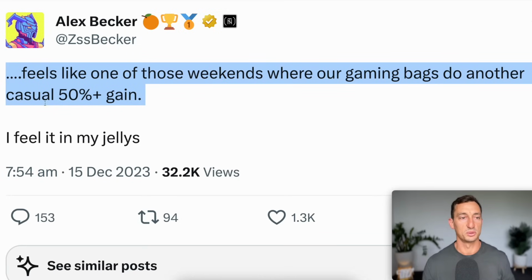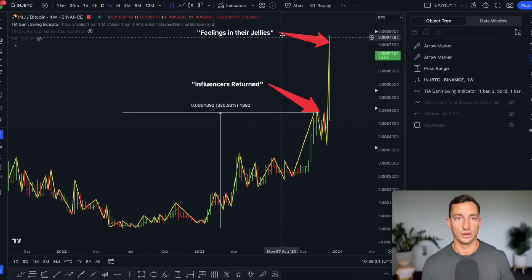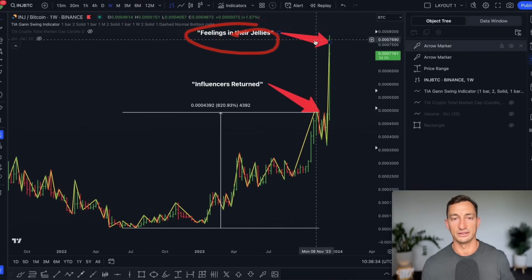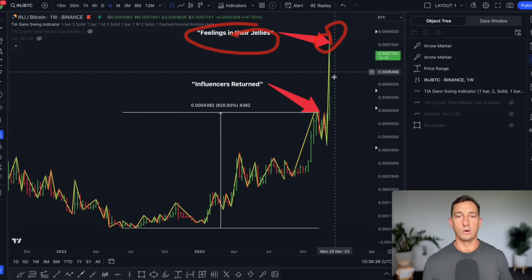Now, this was the thing I saw this morning, which got me thinking, feels like another one of those weekends where our gaming bags do another casual 50%. I mean, cryptos can go up, but unless you take profits, then it's all just garbage at the end of the day. So the feelings of their jellies are right up here, right at the top.